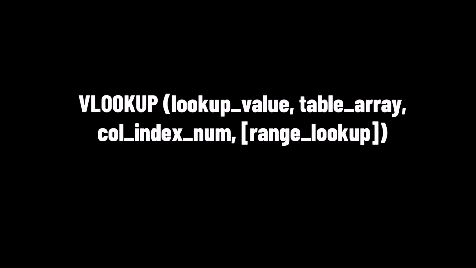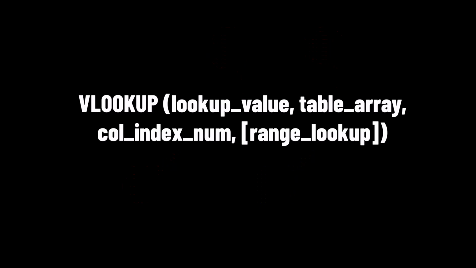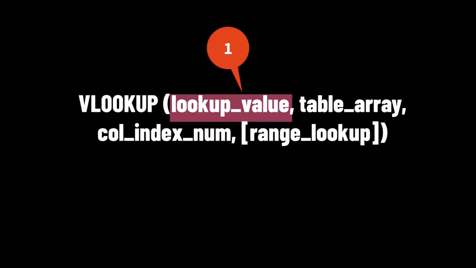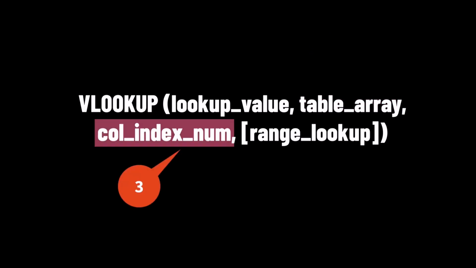VLOOKUP accepts 4 arguments, 3 mandatory and 1 optional, as appearing on your screen. The first argument is lookup value, the value you want to look up in the first column of the lookup table. The second argument is table array, the table of data or lookup table where you want to look for the lookup value. The third argument is column index number, the column number of the lookup table containing the value to be returned.